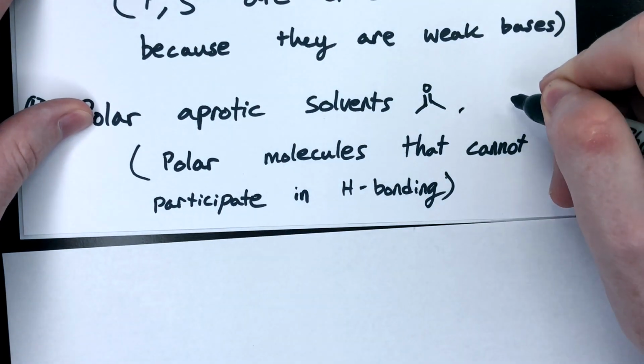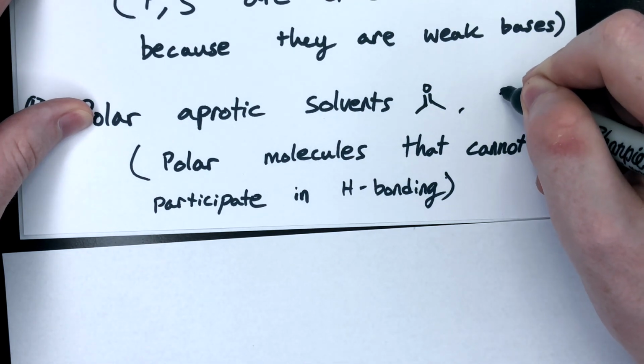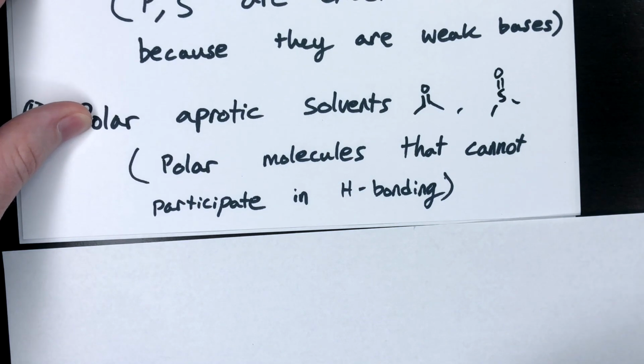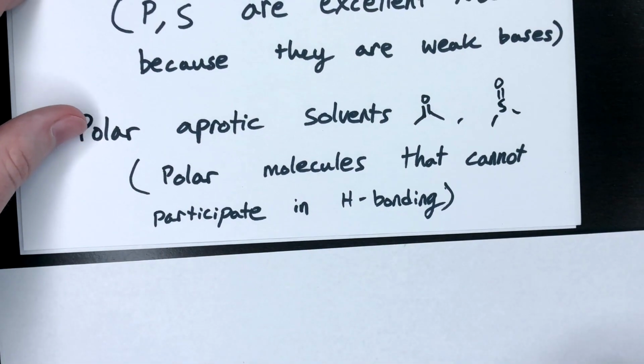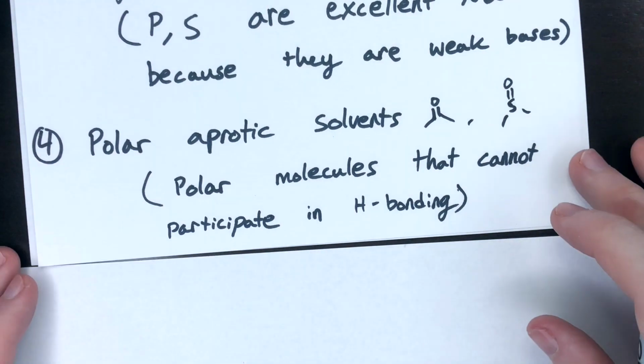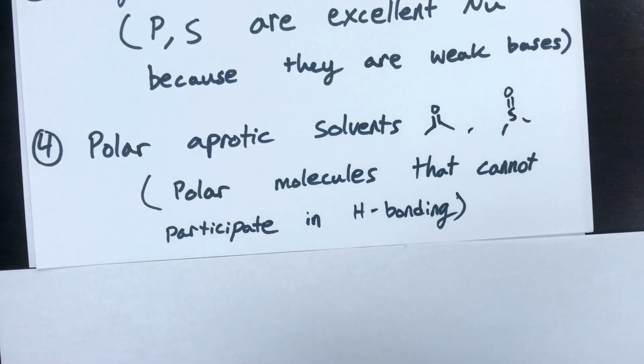Another example is DMSO. This has no oxygen-hydrogen or sulfur-hydrogen bond, so it cannot participate in hydrogen bonding. So these are polar aprotic solvents. Now, using this entire scheme, you can look at any reaction conditions and predict whether SN2 is going to be a likely pathway based on this entire collection.